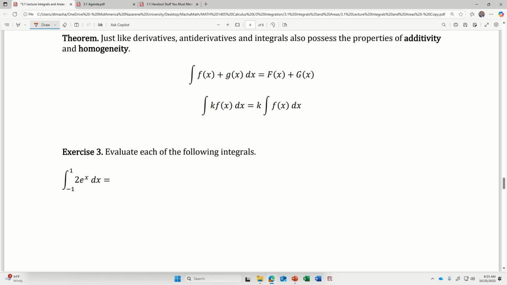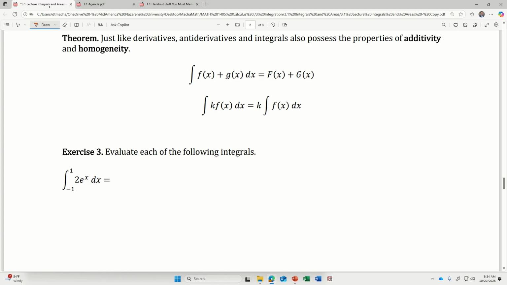And I just want to point out that antiderivatives and integrals have the same properties. They both have additivity, they both have homogeneity. So if I'm adding two things on the inside of an antiderivative or on the inside of an integral, I can just take the antiderivative separately, I can just take the integral separately. It's fine. That's additivity. The other thing is, if I have a constant factor on the inside of an antiderivative, I can just take it outside of the antiderivative if I want to. That way it's less cluttered. That's called homogeneity, and that also works just fine.